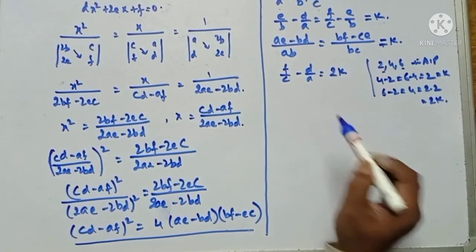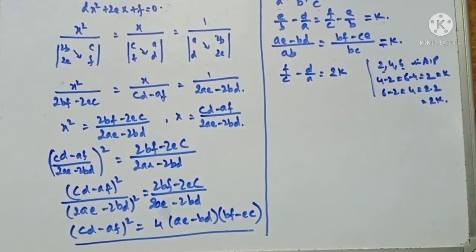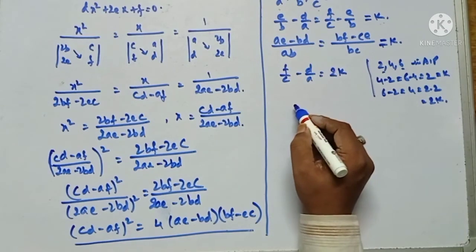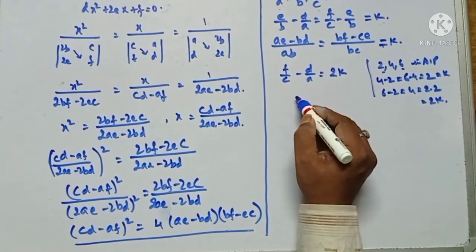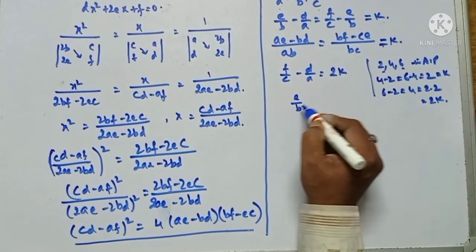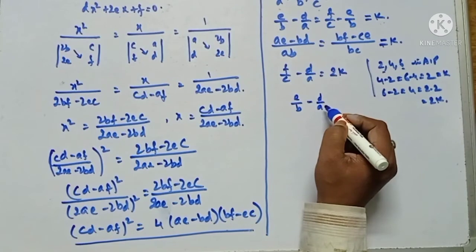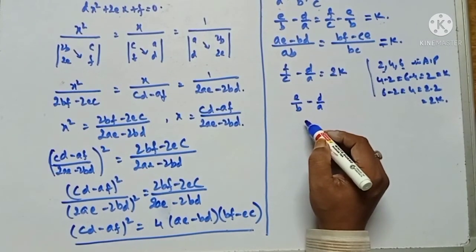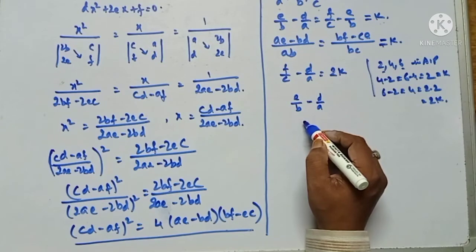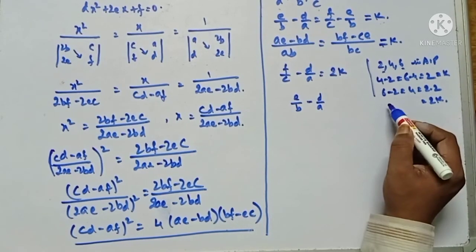Let me see if I can explain it in another way. That means E by B minus D by A, and again, this is first and last, it will be 2K.